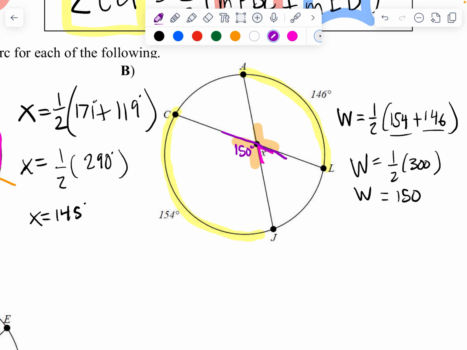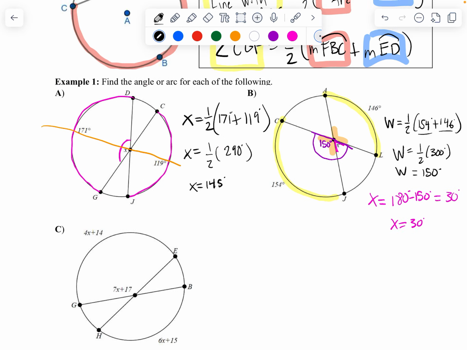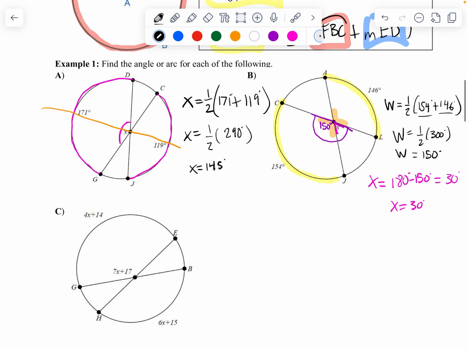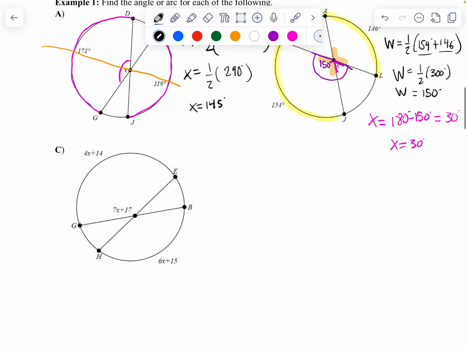150 degrees right here. And if I know this whole thing is 180, that means that X must equal 180 minus 150, or in other words, 30 degrees. So X equals 30 degrees. Oops, kind of dropped my degree symbol on a few of those. There we go. And there's your answer for that one. Not too shabby, right? Just keep an eye on what you have.